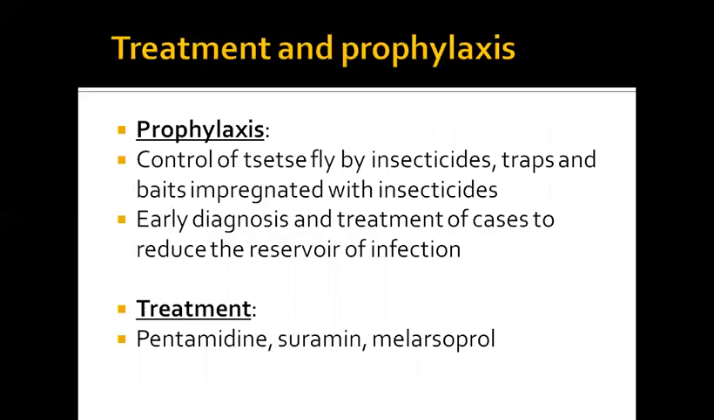Coming to the treatment and prophylaxis of Trypanosoma brucei. For prophylaxis, control of the tsetse fly by insecticides, and traps and baits impregnated with insecticides can be used. Early diagnosis and treatment of cases should be followed to reduce the reservoir of infection. For treatment, drugs like pentamidine, suramin, and melarsoprol can be used.